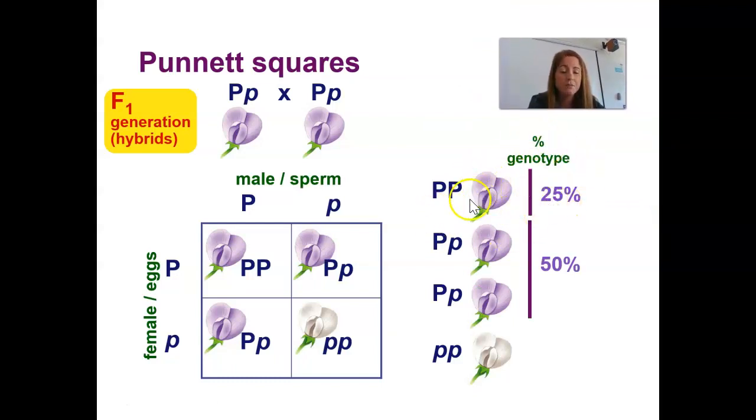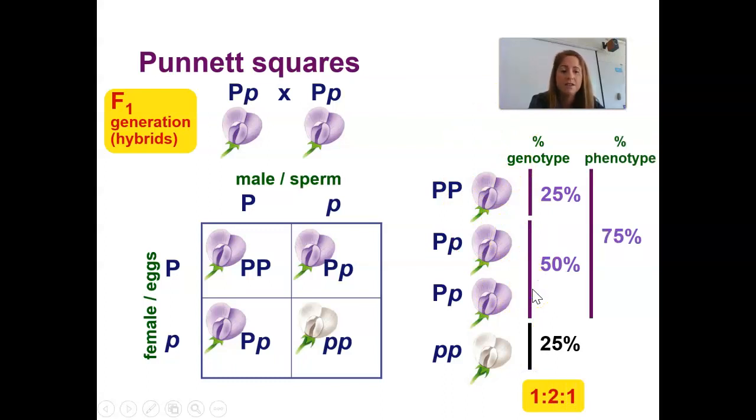25% in our genotype having 2 purple alleles, 50% having a purple and a white allele, and 25% having 2 white alleles. But if I put the phenotype here, the phenotype is what we see. We actually have 75% that are purple and 25% that are white, which gives us that 3-to-1 ratio.